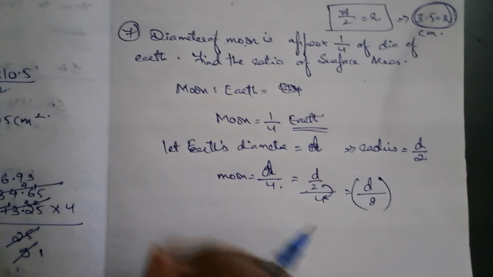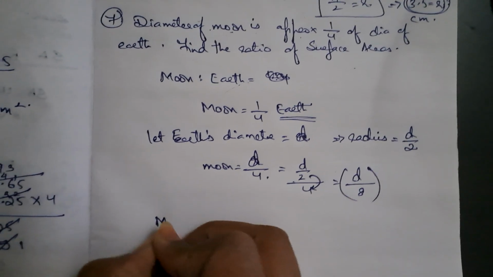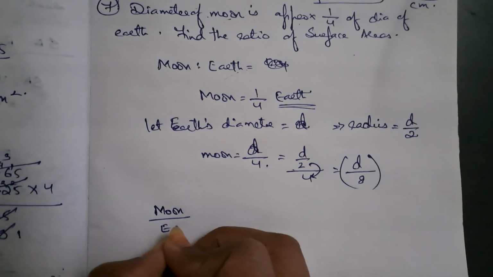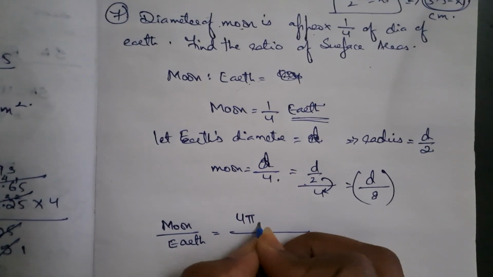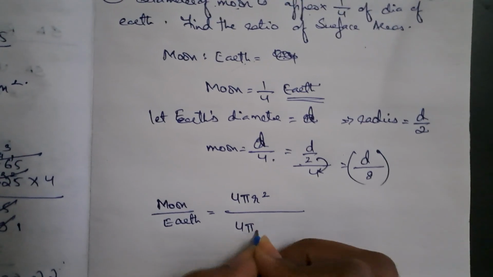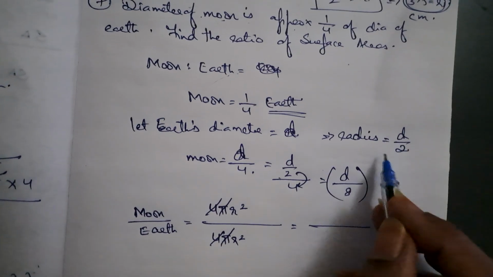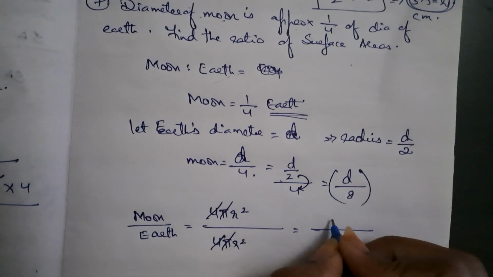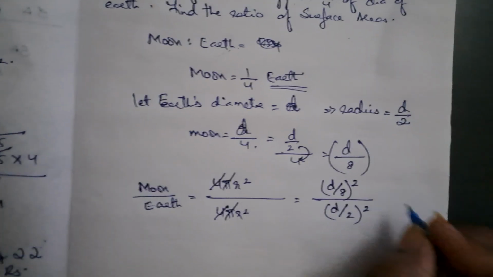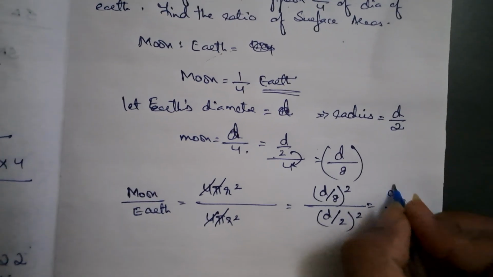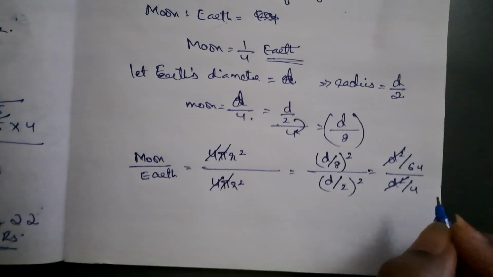So surface area of moon is to earth, we are supposed to find out the ratio. So moon upon earth. The formula is 4 pi r square by 4 pi r square. The 4 pi, 4 pi gets cancelled. r squares is what we are going to write down. So d by 8 whole square by d by 2 whole square. When I open the squares, it becomes d square by 64 and d square by 4. This d square gets cancelled.